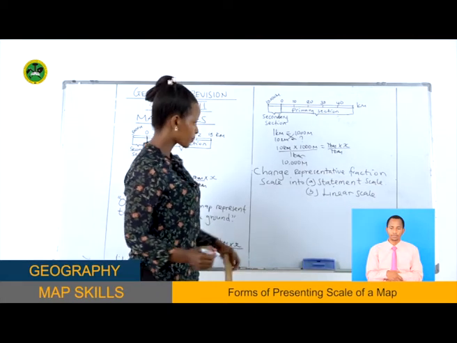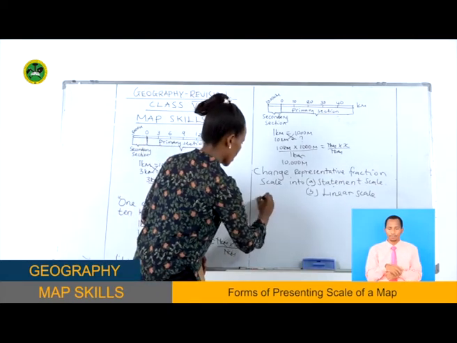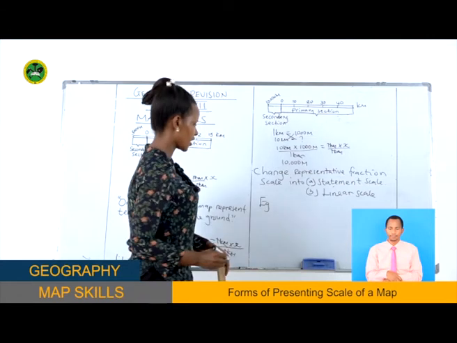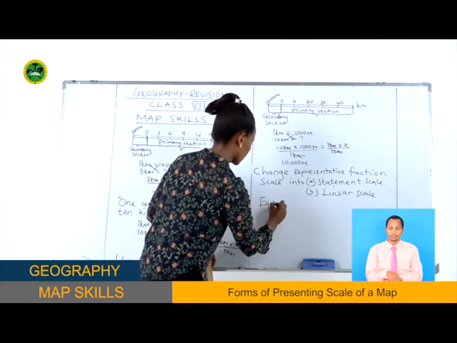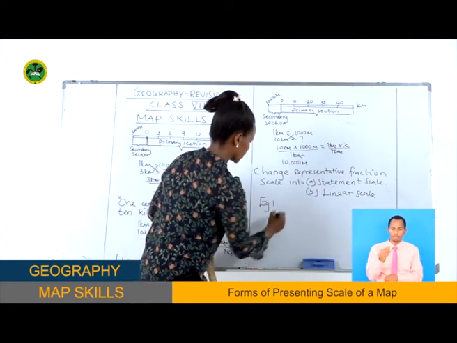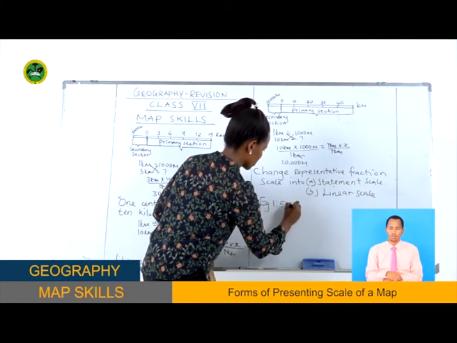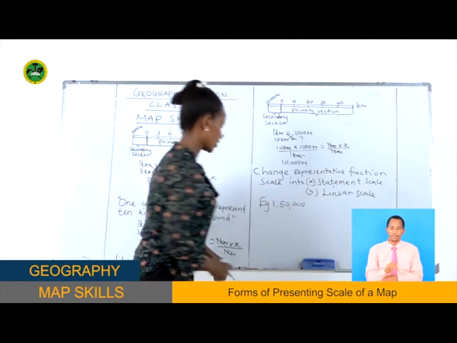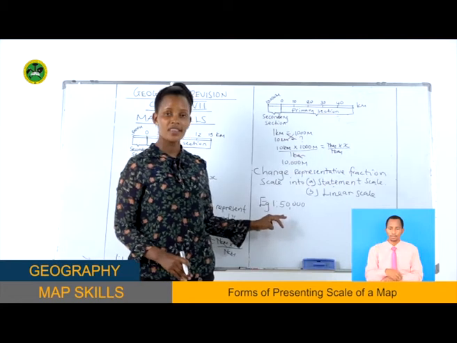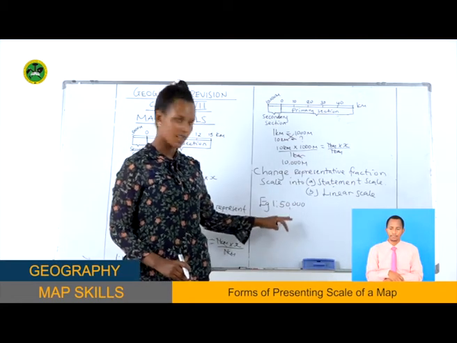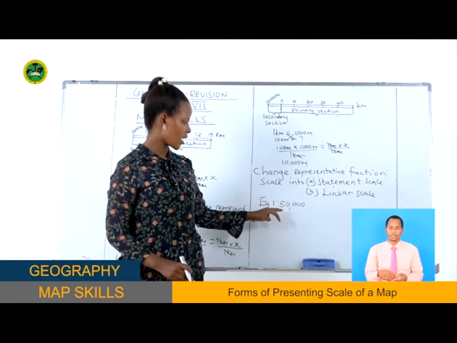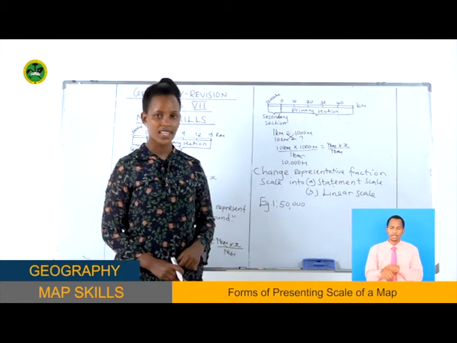Example of representative fraction scale, it is 1:50,000. This is representative fraction scale as ratio. Now, how can we convert this RF scale into Statement Scale?